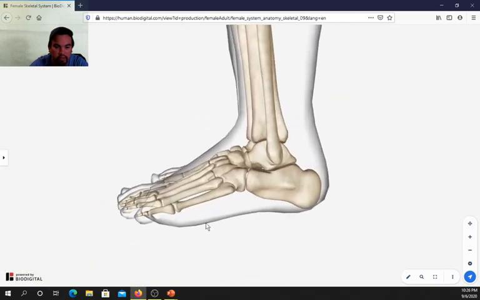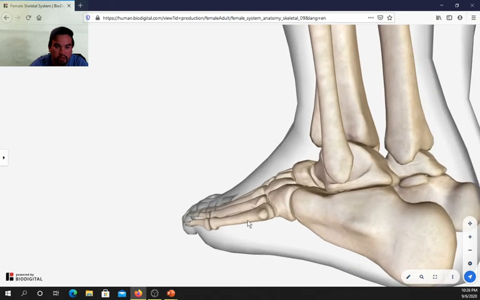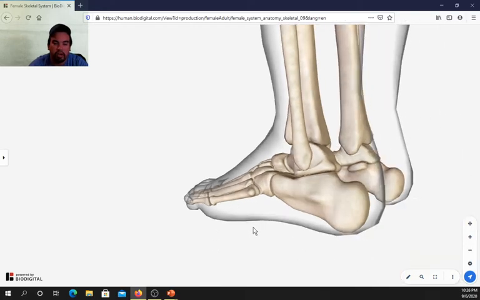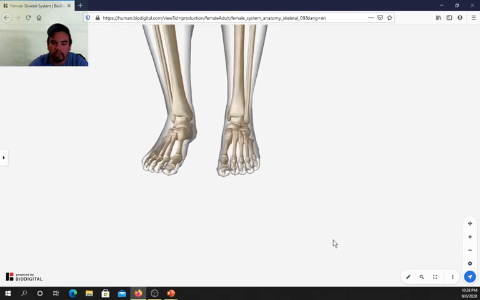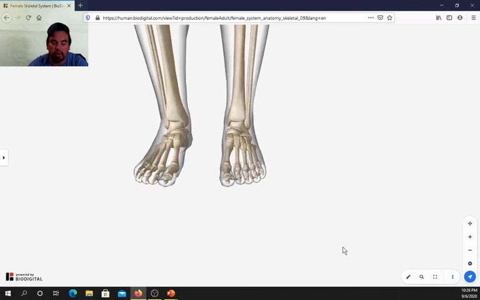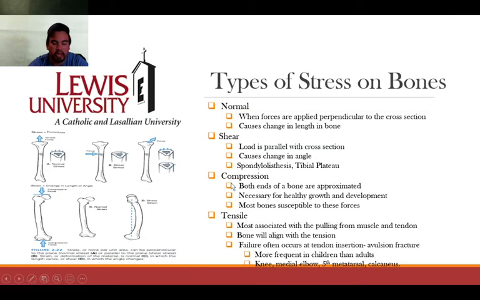I can't get a great photo of it, sorry. There we go. Right here. So you see this little protuberance here? This is where peroneals come through, and they attach on the outside of our foot to help keep our ankles from rolling in when we're doing activity. Okay? So you can kind of see how that changes and how our bones have adapted to handle these tensile forces.